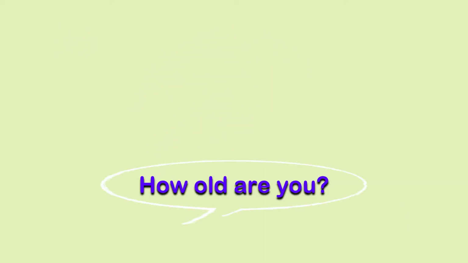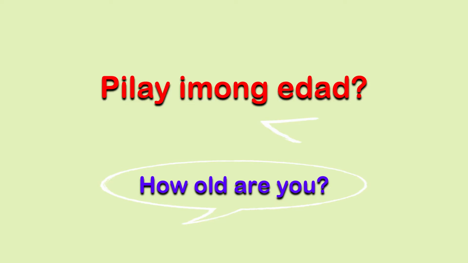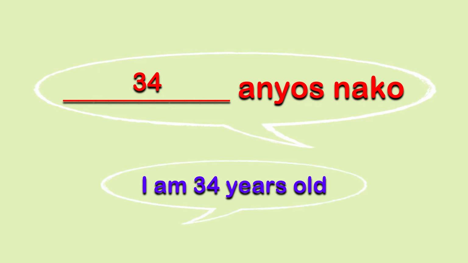Another common question you can ask is the age of someone. So the next phrase we're going to learn is how old are you? In Bisaya, it is, Pilay imong edad? To respond to pilay imong edad, you can say your age followed by Anyos nako. For example, we say, 34 anyos nako. I am 34 years old. Filipinos regularly use English numbers, so that's why we have chosen to keep it simple and show you this way.